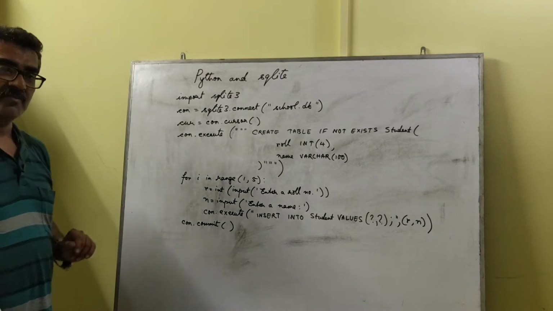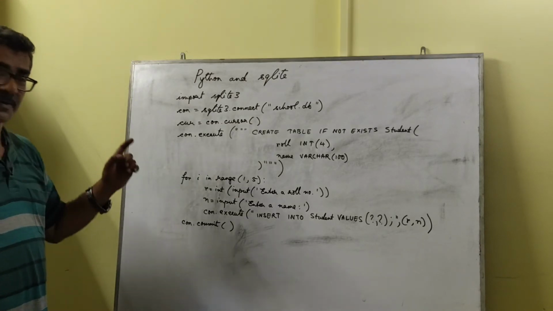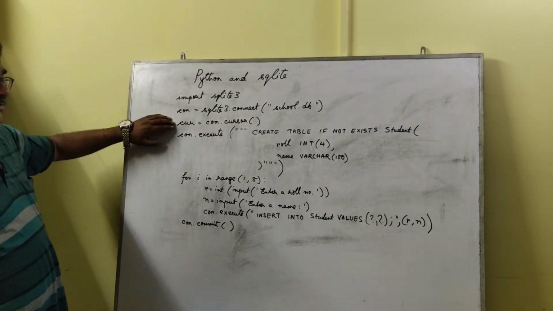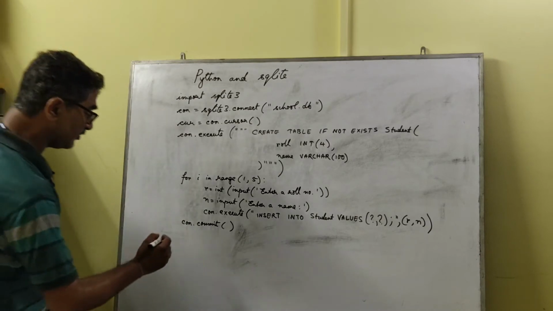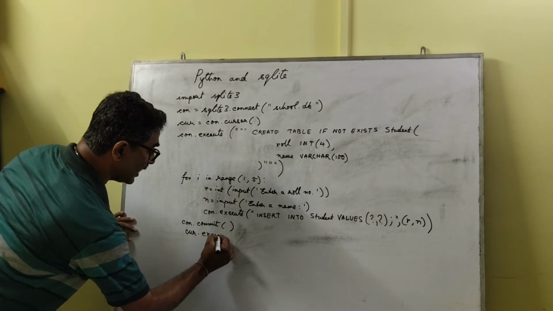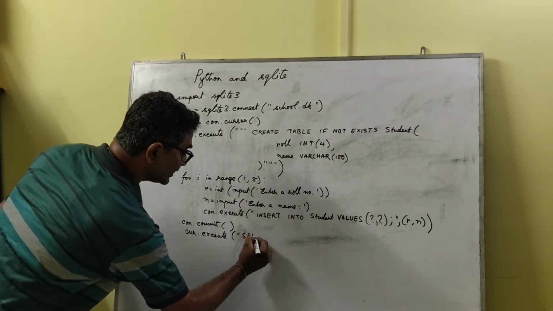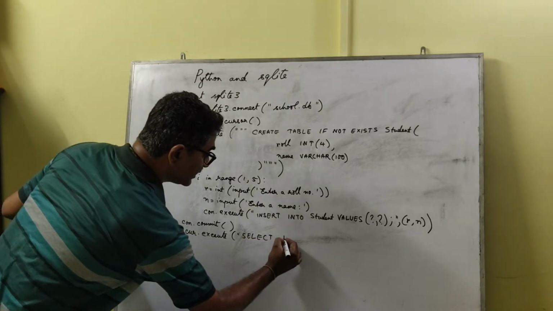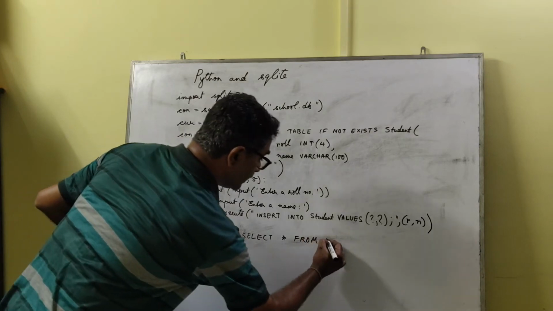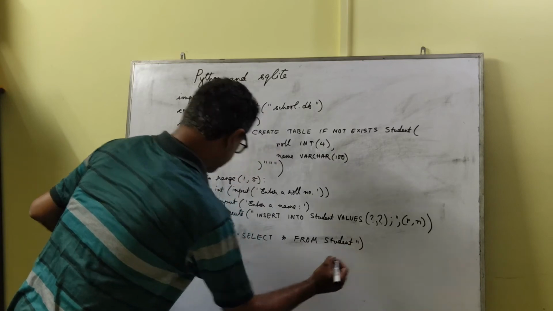Now, this part is already done. What we are going to do right now is see the content of this particular table named student. So now we require the functionality of the cursor. So we write cur dot execute select star from student. So this is the query.